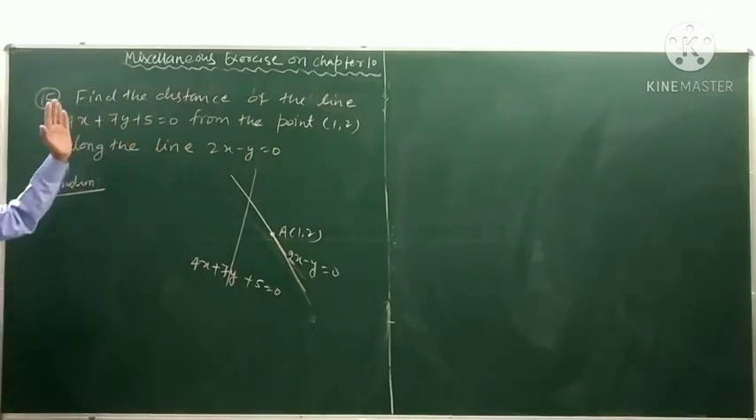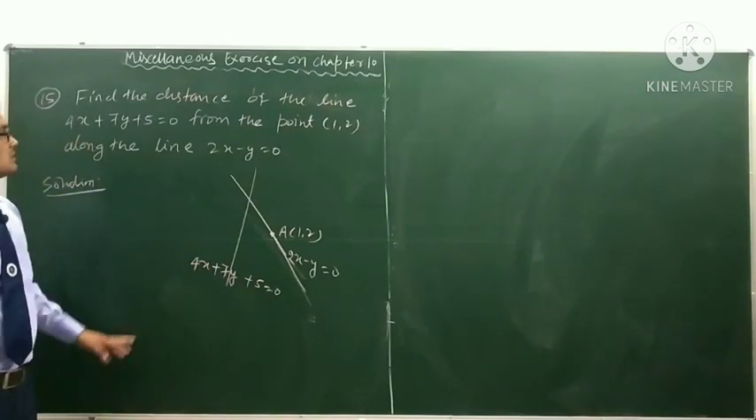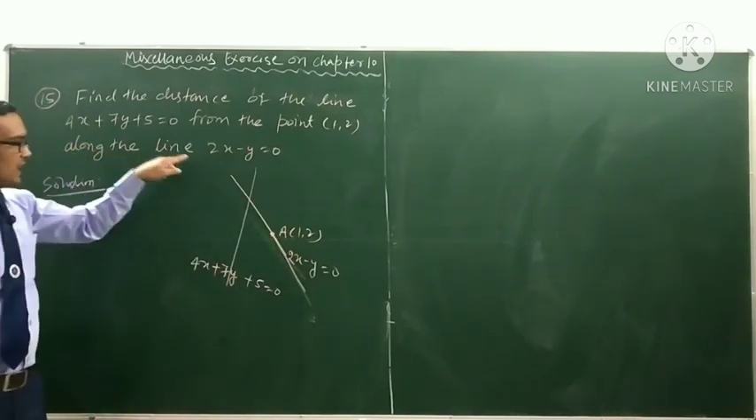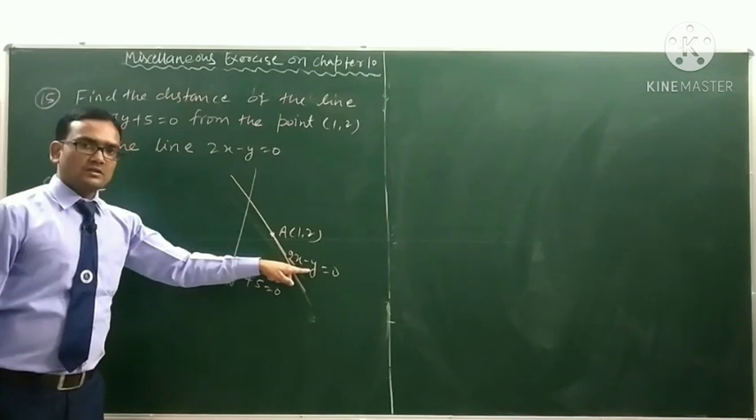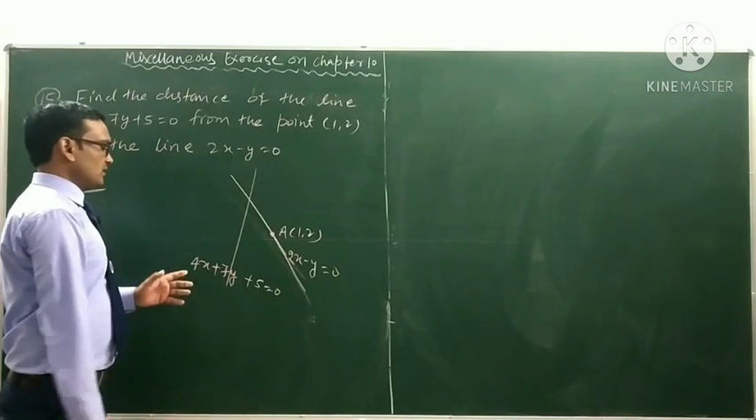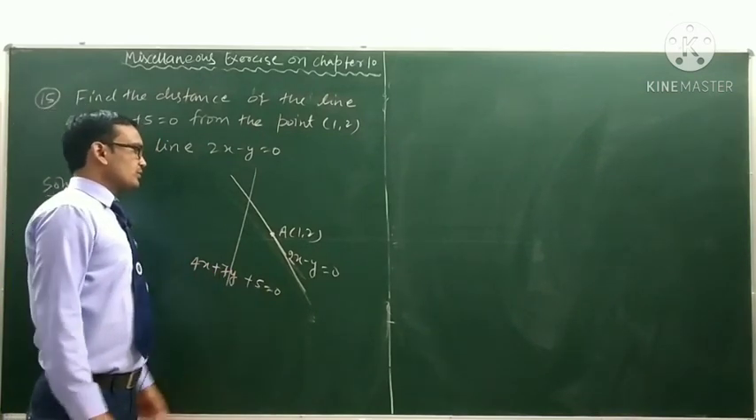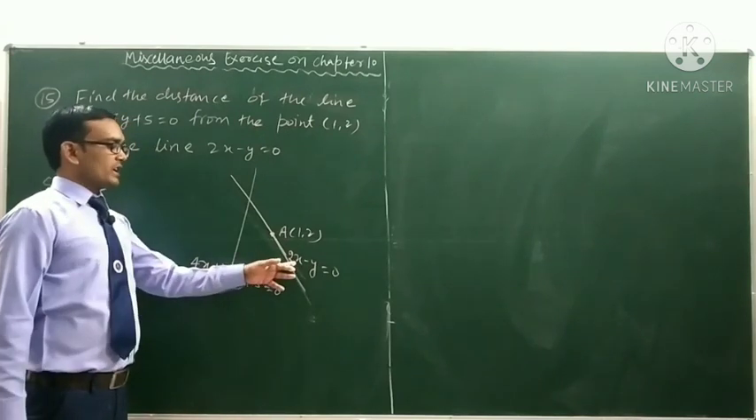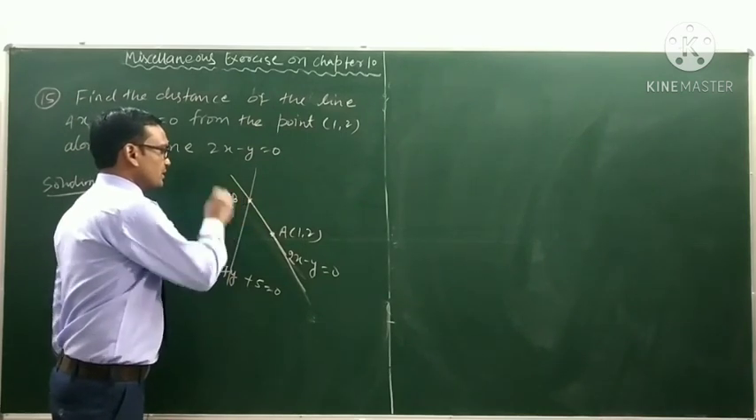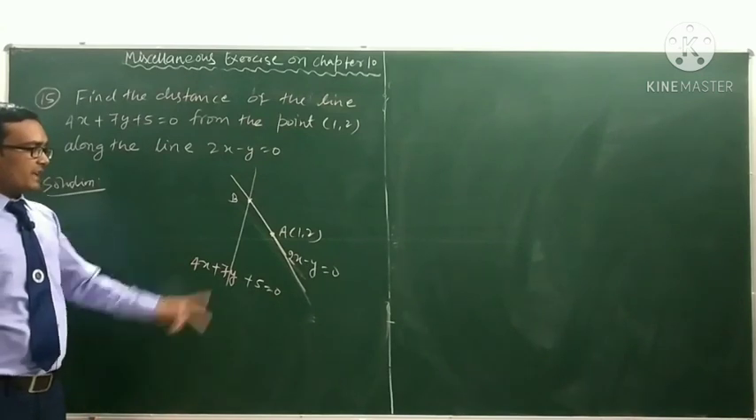Find the distance of the line 4x plus 7y plus 5 equal to 0 from the point (1, 2) along the line 2x minus y equal to 0. Suppose that the lines 4x plus 7y plus 5 equal to 0 and 2x minus y equal to 0 meet at point B. In this question we find the distance AB.